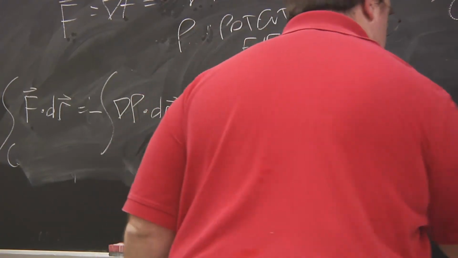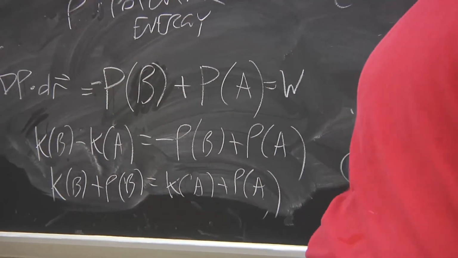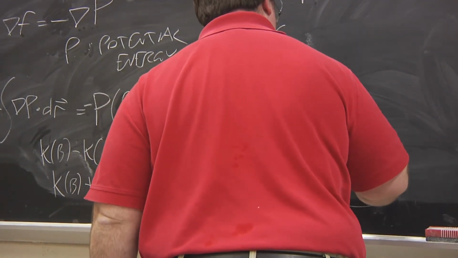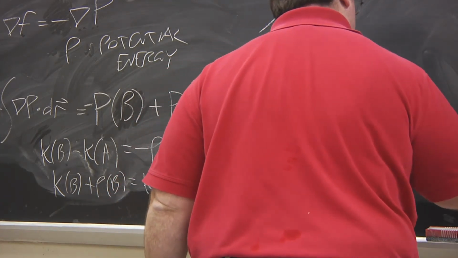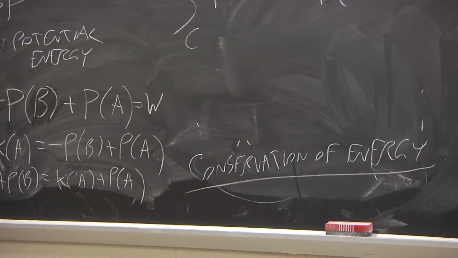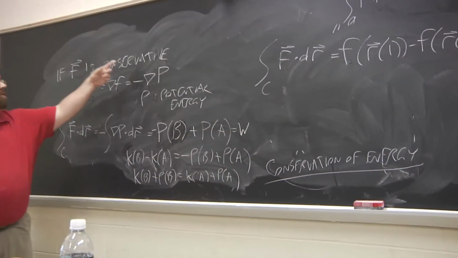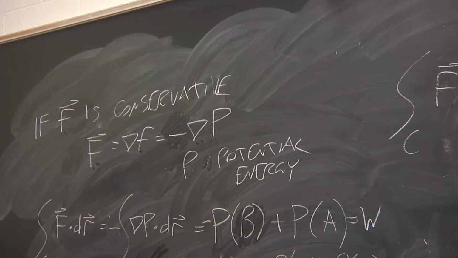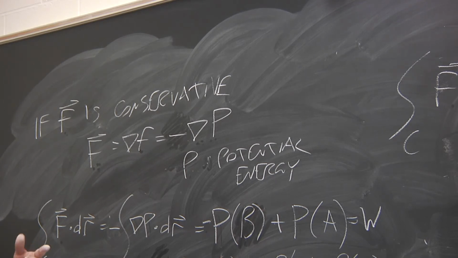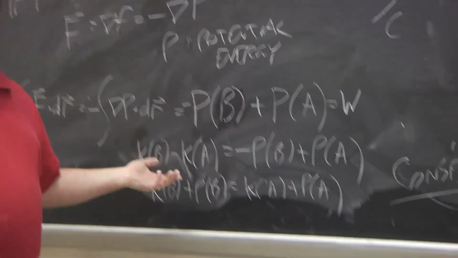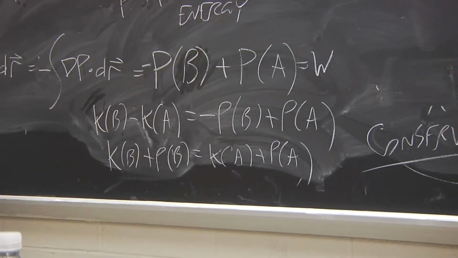So we have this is conservation of energy. And this is actually why the term conservative is used to describe a vector field that is the gradient of a potential function. So when an object is moved along a curved path under the influence of a conservative force field, then the total energy, kinetic plus potential, remains constant. Right? So that's the law of conservation of energy.